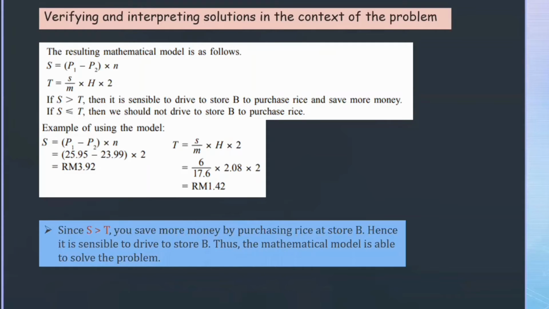Verifying and interpreting solutions in the context of the problem. The resulting mathematical model is as follows. If S is bigger than T, then it is sensible to drive to store B to purchase rice and save more money. If S is smaller than or equal to T, then we should not drive to store B to purchase rice. Since S is bigger than T, you can save more money by purchasing rice at store B. Hence, it is sensible to drive to store B. Thus, the mathematical model is able to solve the problem.